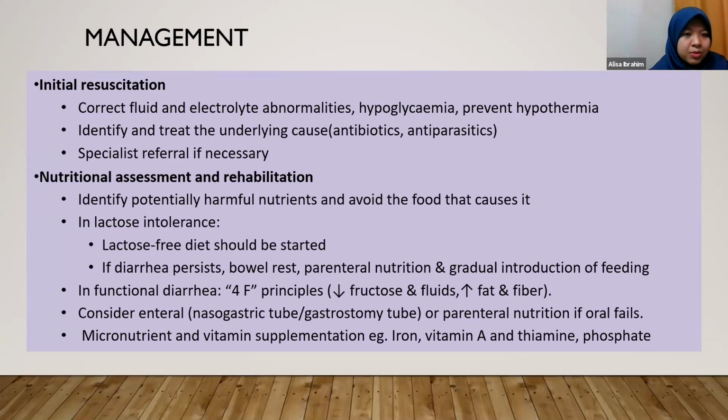And if the diarrhea persists, we need to do bowel rest or give parenteral nutrition and gradual introduction of feeding. In toddler diarrhea or functional diarrhea, we need to follow the 4F principles: reduce the fructose and the fluid, but increase the fat and the fiber. We can also consider enteral feeding, such as nasogastric tube and gastrostomy tube, or parenteral nutrition if oral feeding fails, and give supplements for micronutrients and vitamins, such as iron, vitamin A, thiamine, and phosphate.